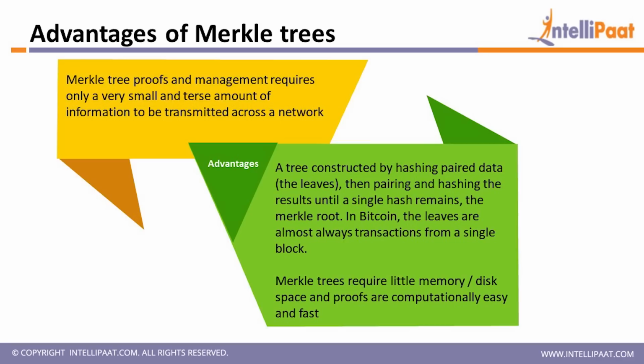A tree is constructed by hashing paired data, the leaves, then pairing and hashing the results until a single hash remains, the Merkle root. In Bitcoin, the leaves are almost always transactions from a single block. A Merkle tree requires little memory and disk space, and proofs are computationally easy and fast. This is how the Merkle tree helps you keep your blocks secure and easily validated.